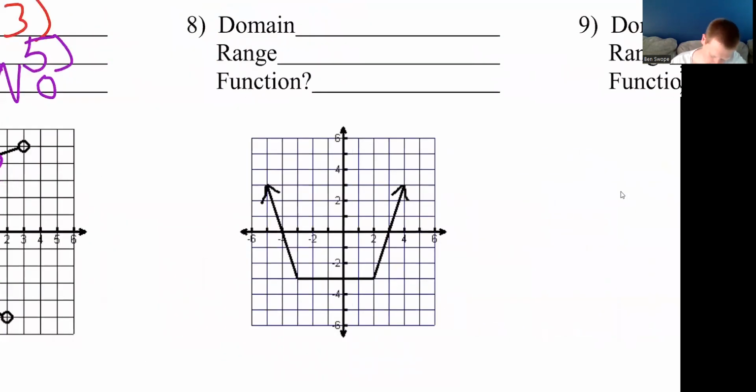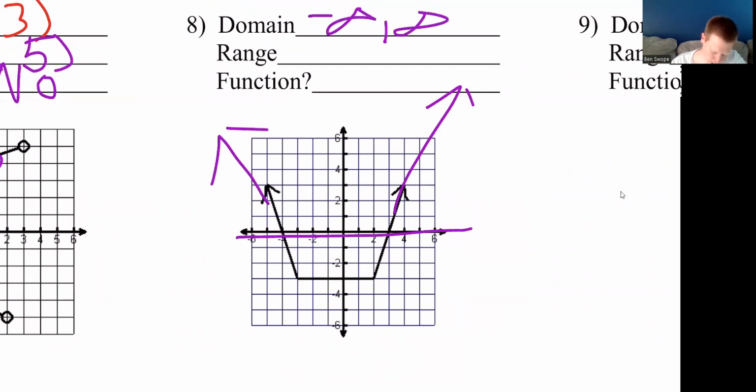Let's look at this guy. It goes left, it goes right forever. I said that backwards. It goes right forever, it goes left forever. So all real numbers are negative infinity to infinity. Beyond boring.